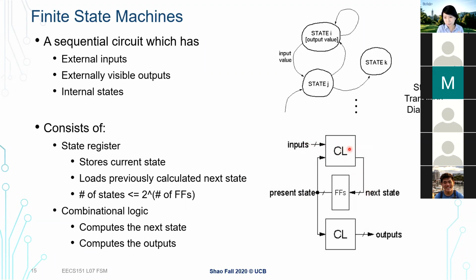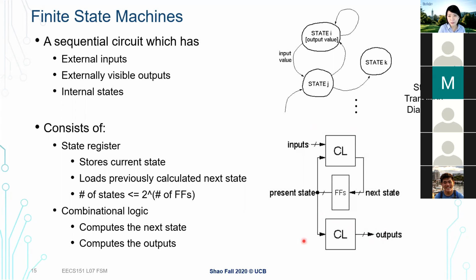Another part we talk about is that we also have some externally visible output, right? To find what my output is, we need to either take the state directly or take a combination of both the input and state. We'll talk about the two different flavors of finite state machine later, but basically we need another group of combinational logic that can be used to determine the output of my circuit.